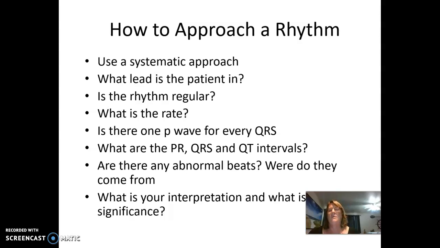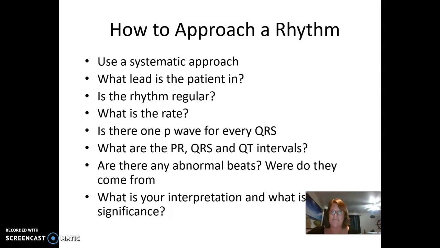Within a week or two of this class, after you've seen a few strips go by, you're going to say, oh, that's sinus, oh, that's atrial, that's this, that's that. You're going to pick out certain things that are going to be fairly accurate in telling you what that rhythm is. But anytime you have a strip and you think, I have no idea what I'm looking at, you always go back to a systematic approach.